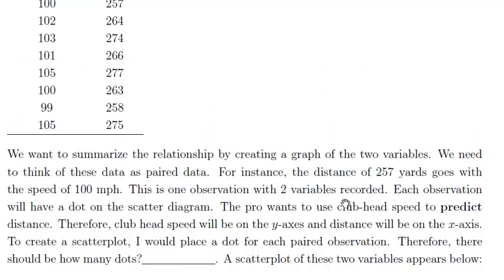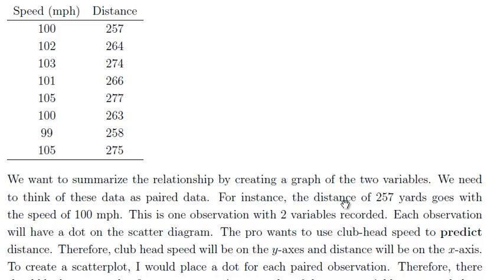And so these variables are what we call paired data because they occur in pairs. And so each speed is matched to a particular distance. So these values are paired. You can't mix this up because they're paired with these observations here. So the speed of the golf club at 100 represented a distance of 257 yards, this paired data that was recorded.